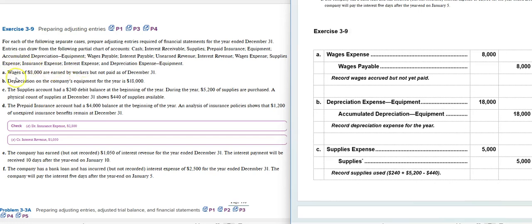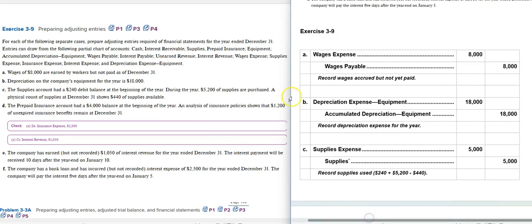So the first adjusting entry, there are wages of $8,000 that workers have earned, but they had not been paid as of December 31st. That means wages expense has been incurred, but it hasn't been recorded because we haven't paid. So we have an expense incurred but not paid. To record an expense that the company has incurred, we need to increase the wages expense, and we haven't paid it, so we're going to record a liability for that expense as well. So our adjusting entry is to increase our expenses with a debit and increase our liabilities, wages payable, with a credit. Okay.